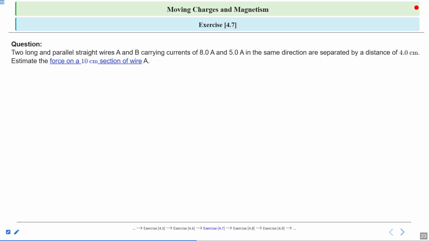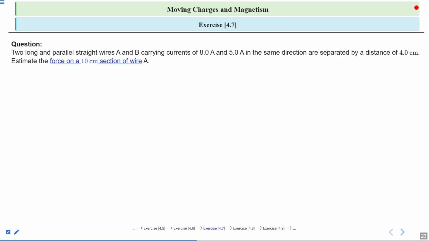So next question, exercise 4.7. Two long and parallel straight wires A and B carrying currents of 8 ampere and 5 ampere in the same direction are separated by a distance of 4 centimeter. Estimate the force on a 10 centimeter section of wire A.